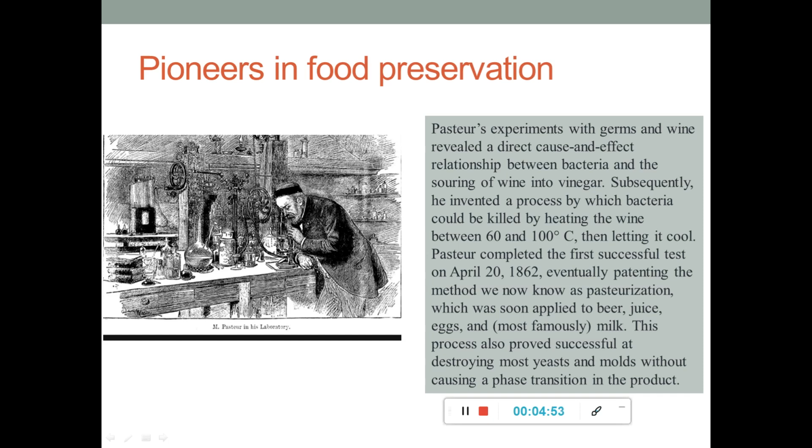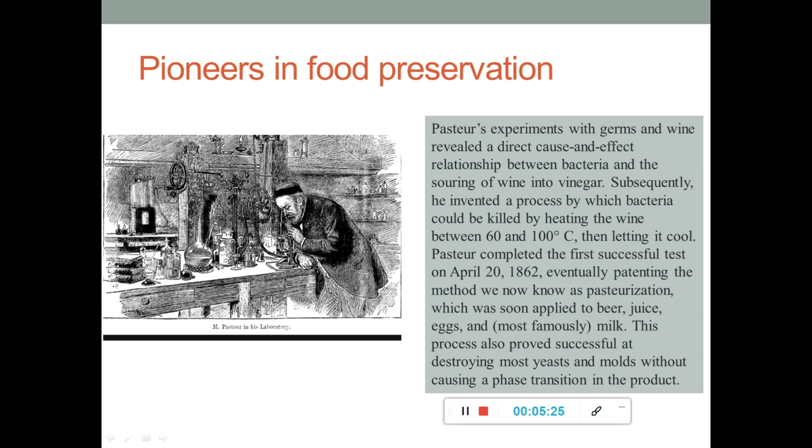Here, what happens is that he used to heat the wine to a temperature of between 60 and 100 degrees centigrade, and then he used to let it cool. He completed the first successful test on April 20th, 1862, eventually patenting the method of what is now known as pasteurization. Though it was first used in the case of wine, it has now been applied in beer, juices, eggs, and most famously in the case of milk.